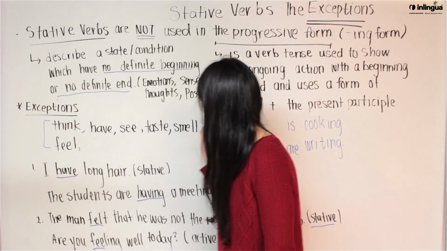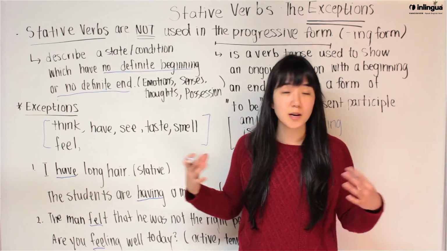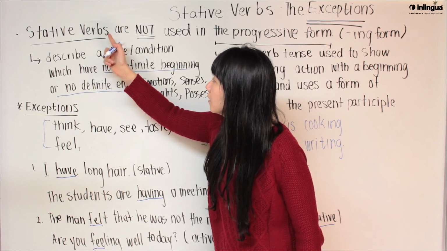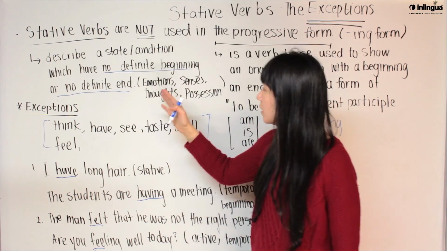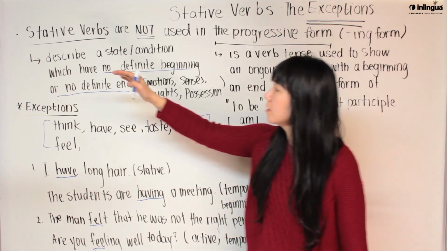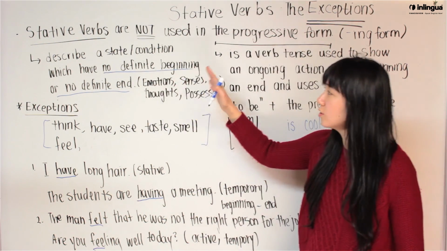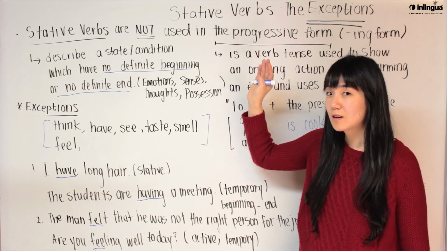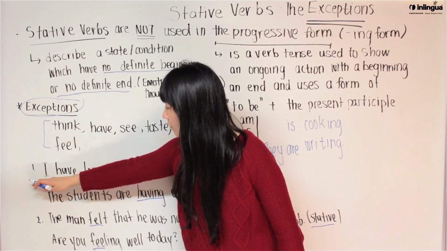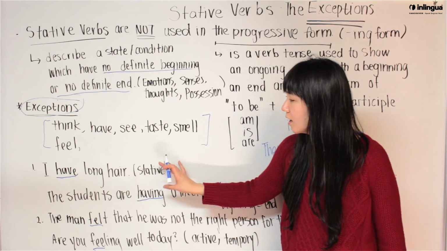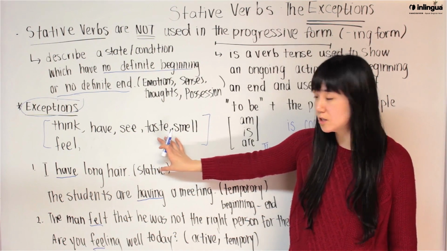So there are exceptions. The only way is to keep practicing and be aware that there are exceptions. There are many exceptions in English. So just keep in mind what stative verbs are. Stative verbs describe a state or condition, which can be emotion, senses, thoughts, possession, which have no definite beginning or no definite end. And you cannot use stative verbs in the ing form. However, remember there are exceptions, because if you look at these examples, I have long hair shows possession, so you know that it's a stative verb without using the ing form.